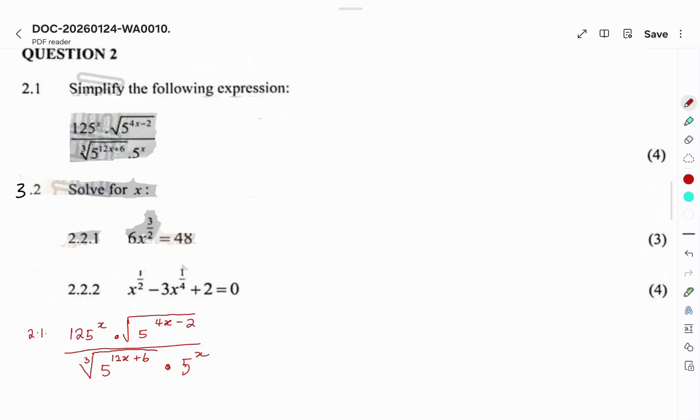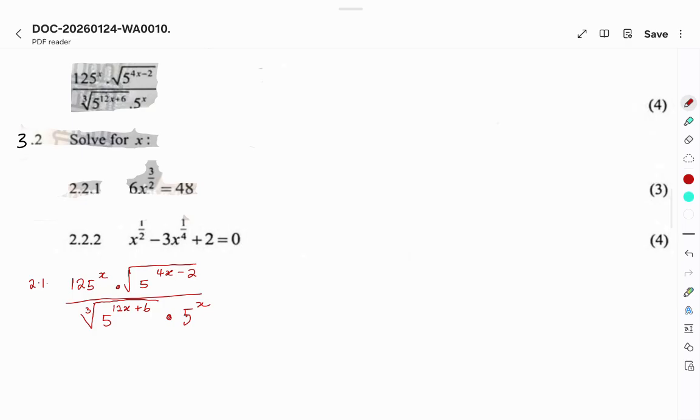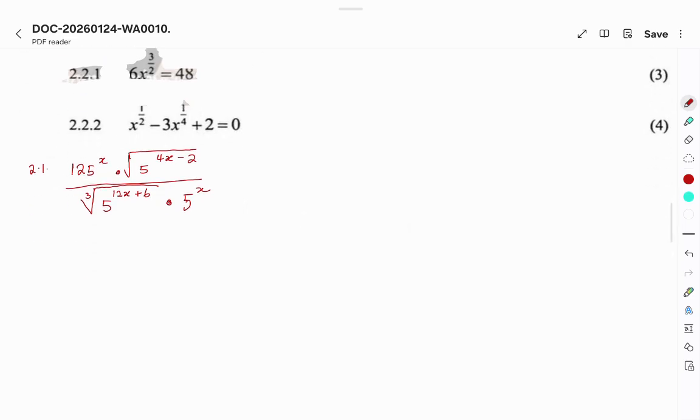Okay, let's proceed to question 2. We have our 2.1 there. Simplify the following expression. So we need to simplify this. So 125 and 5, you see there we have a similarity there, because we know that the 125 is the same as 5 to the power of 3, because it's going to be 5 times 5, that is 25 times 25, that is going to be 125.